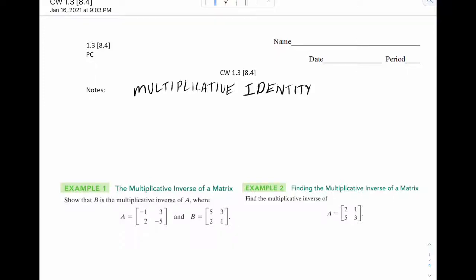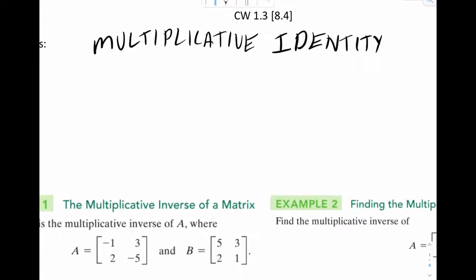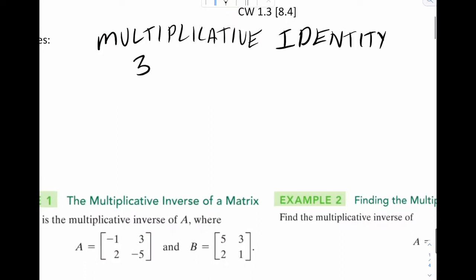Today we're going to talk about the multiplicative identity. So in regular math, this is basically the number you multiply to another number and nothing would happen. So for example, 3 times 1 is equal to 3. Notice how when you multiply by 1, nothing happens. This right here is called the multiplicative identity.